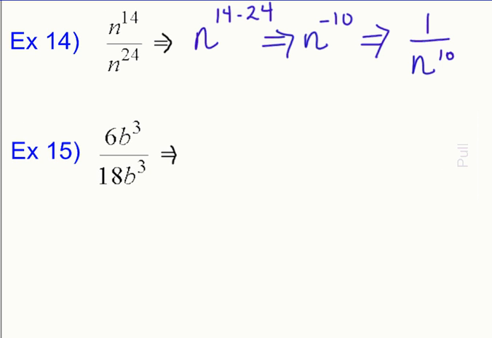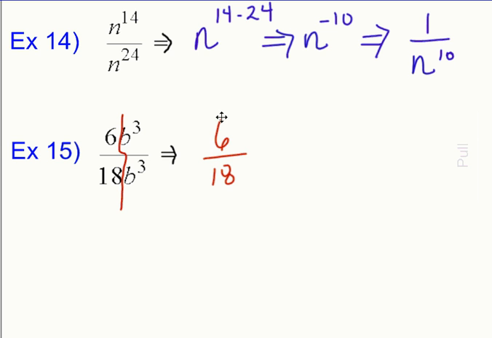Here I have an example 15. We're going to split this up a little bit. Sorry about that. Let me redo that. Kind of got a little away from me there. I was trying to separate the numbers from the letters. There we go. Because really, we've got a couple things going on here. And remember, numbers go with numbers, variables go with variables. So here we have 6 divided by 18.